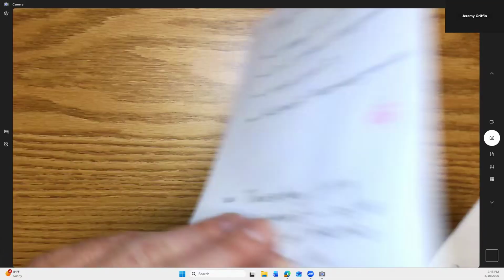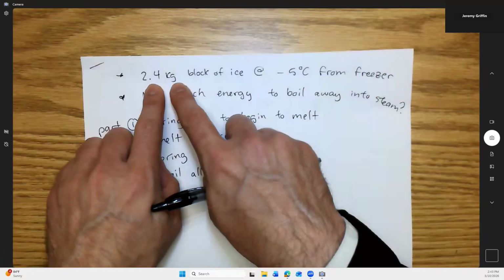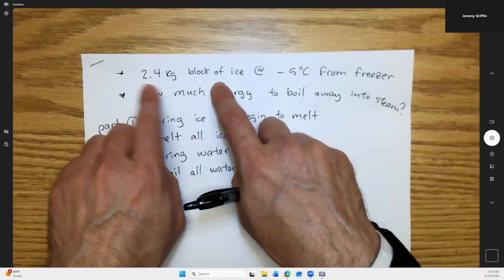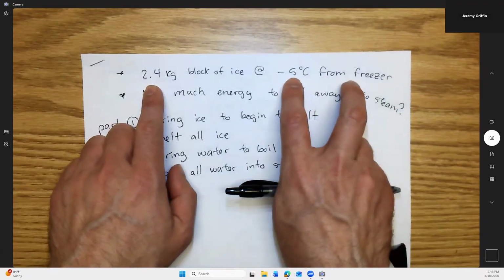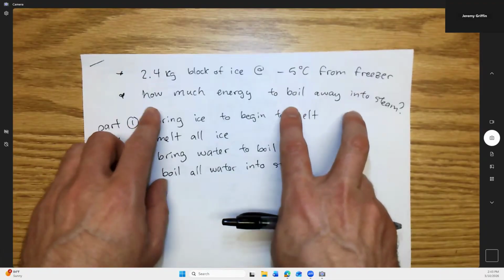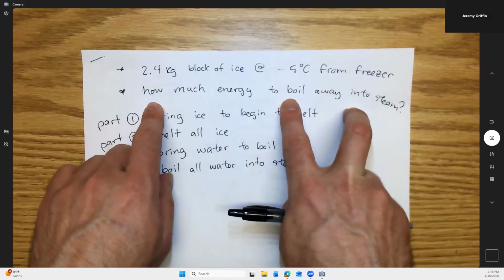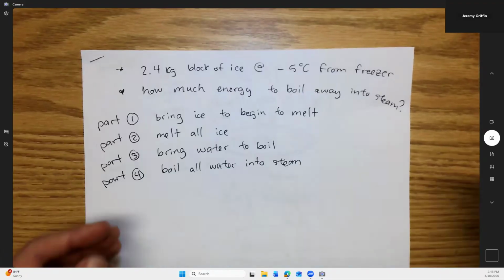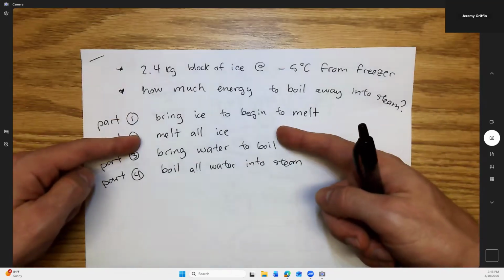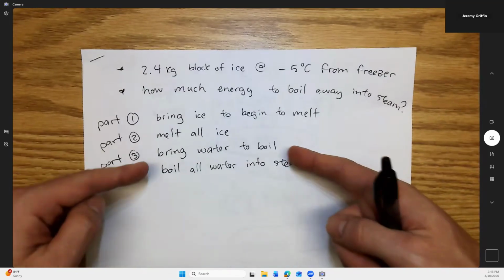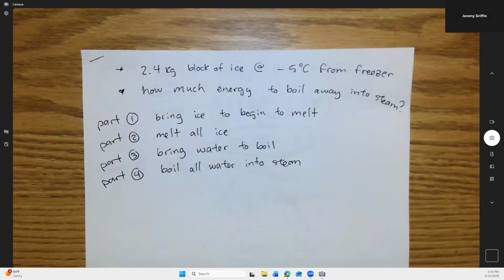Say you've got a block of ice, a 2.4 kilogram block of ice. Let's say you pull it out of the freezer and it's -5 degrees Celsius. How much energy would it take to boil it away? Well, to boil it away, we have to go through several steps. First, we bring the ice up to melting, then melt all the ice, then bring the water to a boil, and then boil all the water into steam.